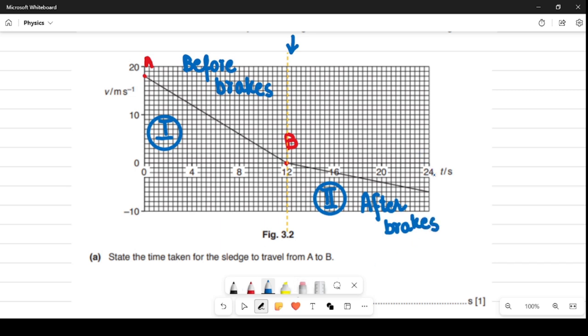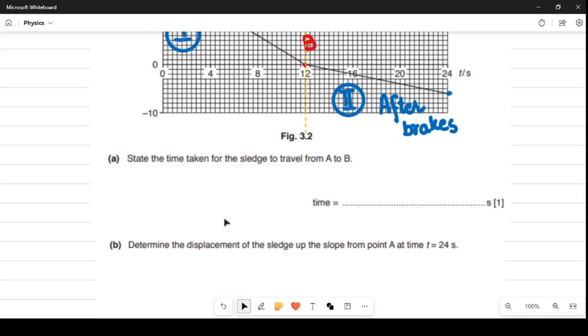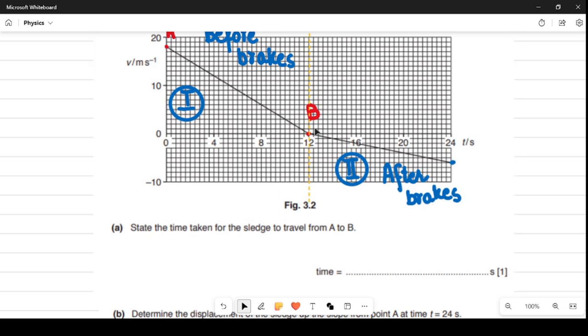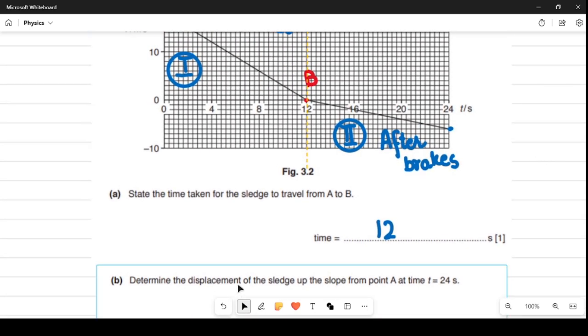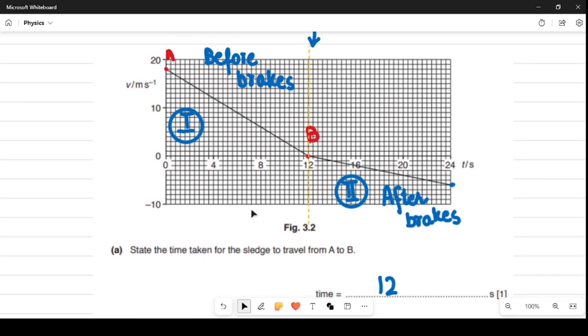Right. So we have all the information over here, and we can even see for how much time he kept on moving backwards. That's basically till time equals 24 seconds. Okay. Now let's see what he is actually asking us. State the time taken for the sledge to travel from A to B. Oh, that's easy. From A to B, he took 12 seconds. That was easy. So the time is 12 seconds. Next part. Determine the displacement of the sledge up the slope from point A at time t equals 24 seconds. So from point A till t equals 24 seconds, we need to figure out the displacement.